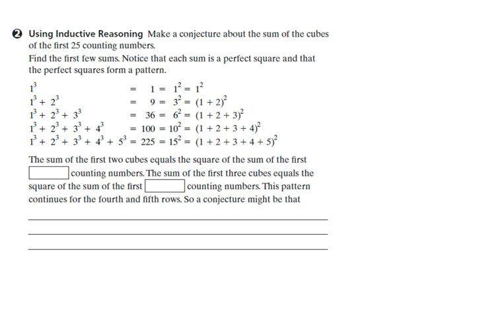All right, let's check out the second example. It reads, using inductive reasoning, make a conjecture about the sum of the cubes of the first 25 counting numbers. Find the first few sums.